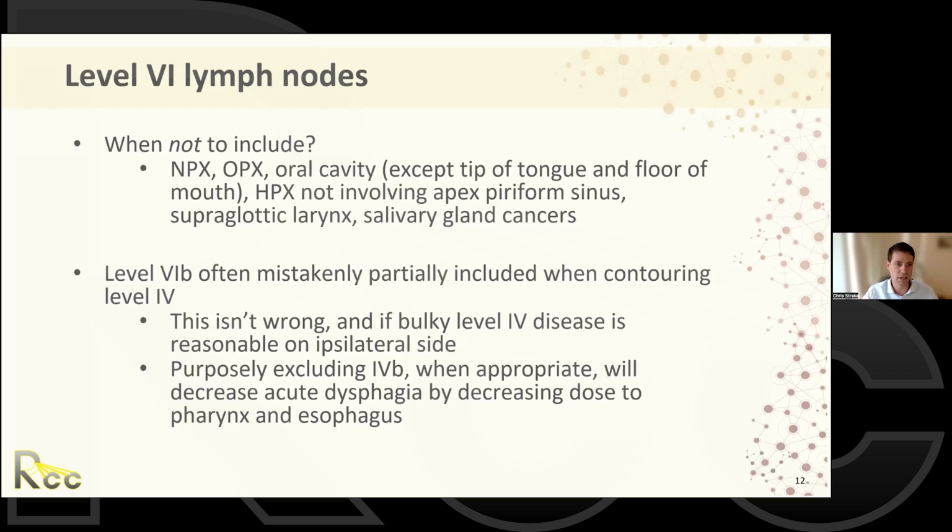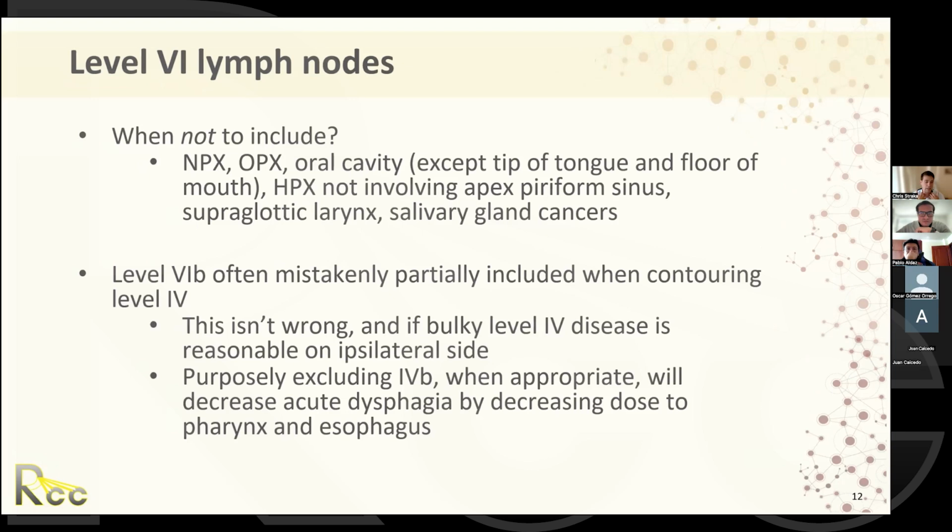So for standard nasopharynx, oropharynx, and oral cavity cases, again excluding those slightly rare tip of tongue and floor of mouth oral cavity cases, you can feel really confident that unless you're seeing a massive amount of cervical lymph node involvement and you're concerned that things are potentially tracking in that direction, for standard cases you do not need to include either of the level 6 lymph nodes. For supraglottic larynx cases, no need to include. For salivary gland cancers, you don't need to include.